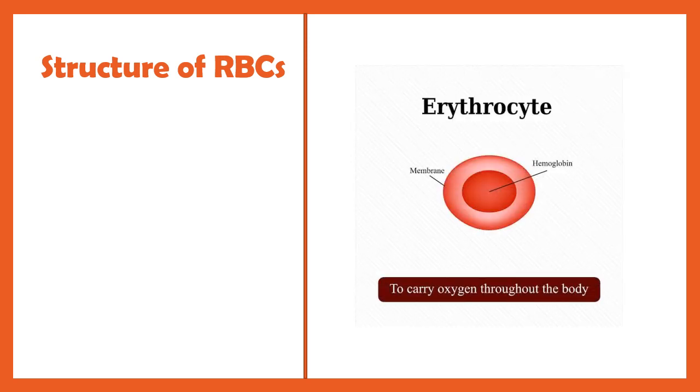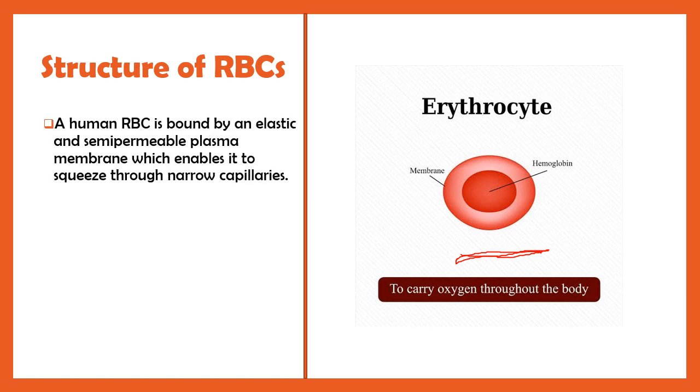So in the previous video we discussed various characteristics of a red blood cell. In this video let's first talk about the structure of RBCs. Here in this picture you can see the structure of an erythrocyte whose main function is to carry oxygen throughout the body. A human RBC is bound by an elastic semi-permeable membrane, as you can see in this picture, which enables it to squeeze through narrow capillaries.